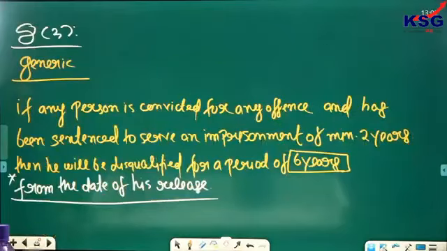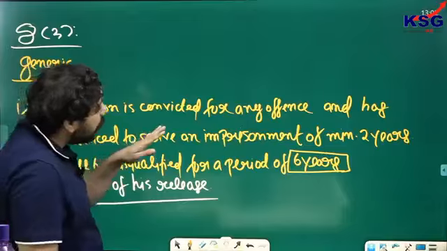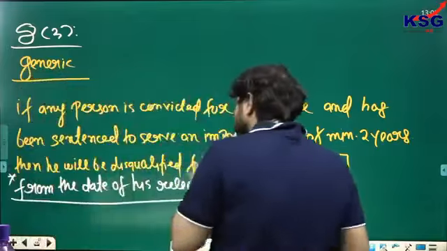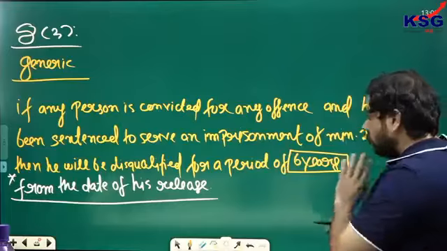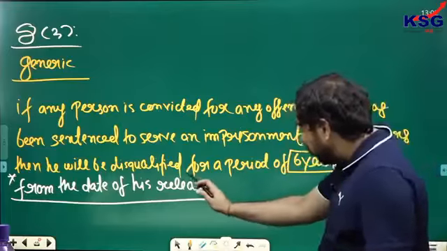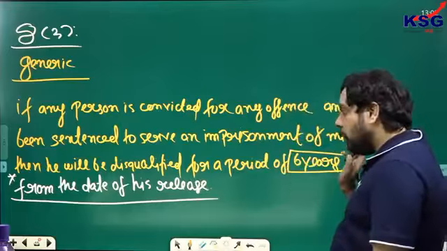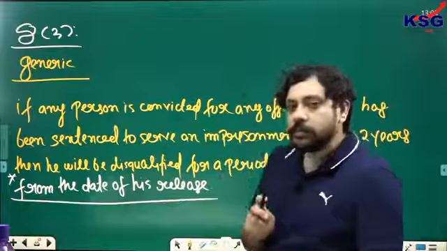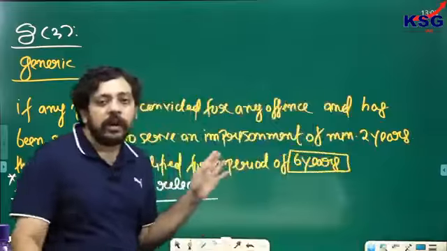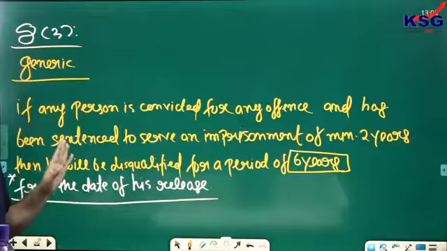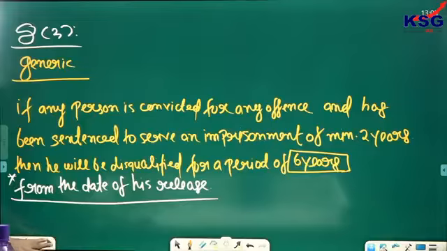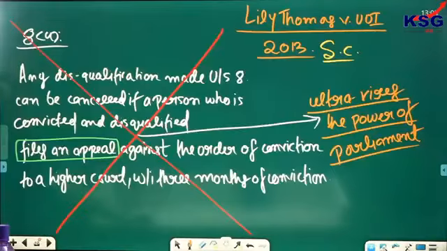Section 8 subsection 3 is a generic clause in which it states that if any person is convicted for any offence and has been sentenced to serve an imprisonment of minimum 2 years, then he will be disqualified for a period of 6 years from the date of his release. Okay, this is given under section 8 subsection 3. Clear? And then we take a look at section 8 subsection 4 and the final fate of it.